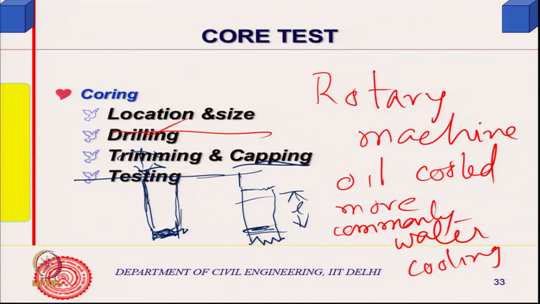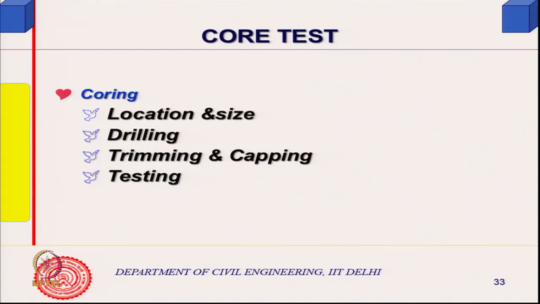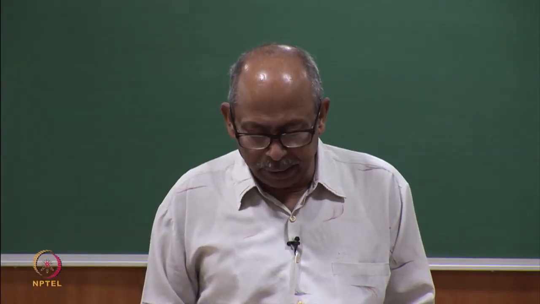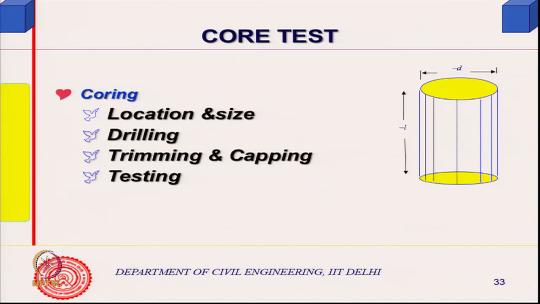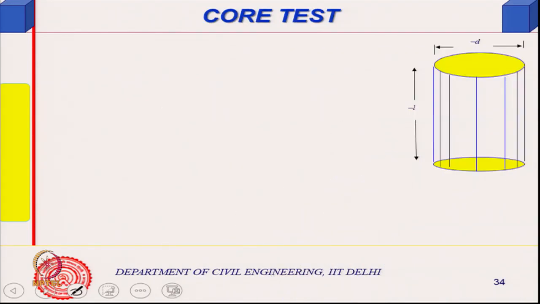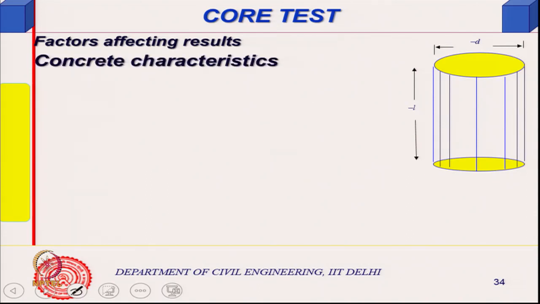Then standard testing, as we normally do for any other uniaxial compressive strength test, we will do the testing, and this is what a core would look like after trimming, L by D. L is the length, D is the diameter. We have seen that among the factors that affect the result is L by D, right. Obviously, concrete characteristics will affect, but the L by D ratio is important.